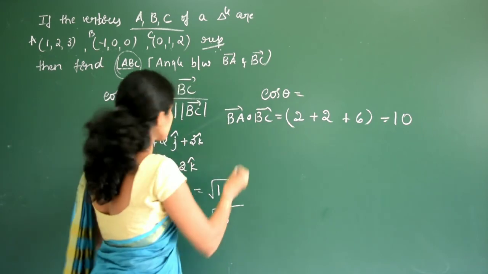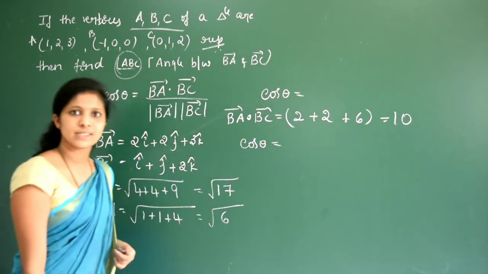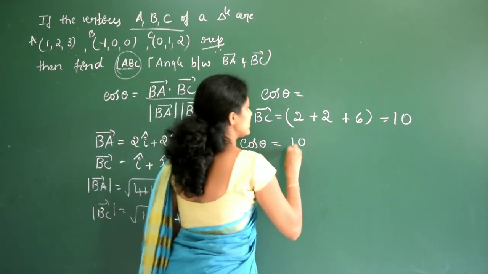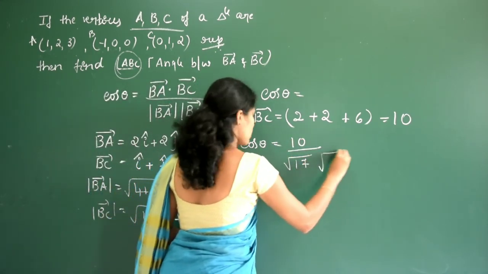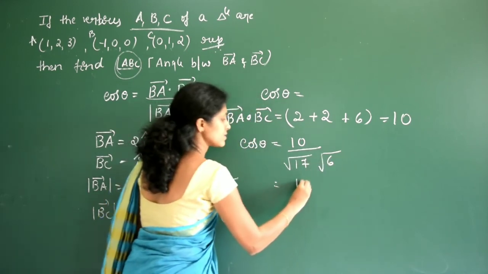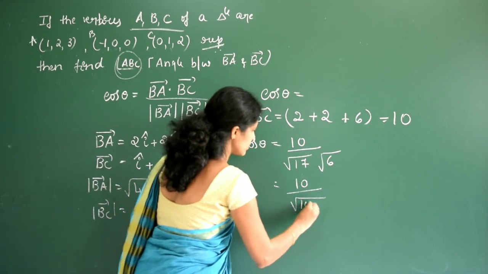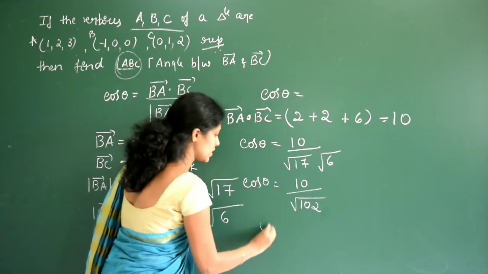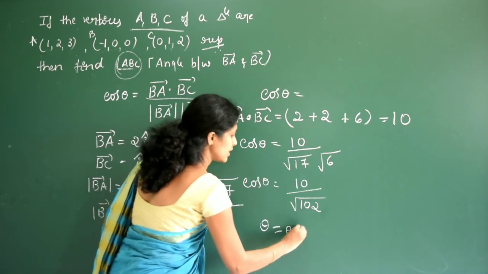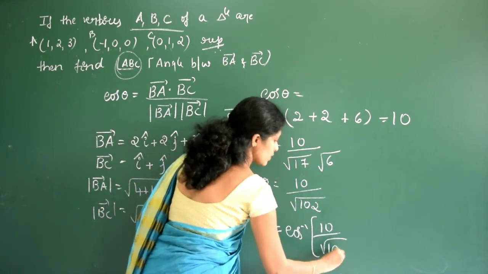Now we'll substitute this. Cos theta is equal to BA vector dot BC vector, which is 10, divided by root 17 into root 6. So I can write this as 10 by root of 17 into 6, which is 102, right? So this is the value of cos theta, but we need theta. So theta will be equal to cos inverse of 10 by root 102.